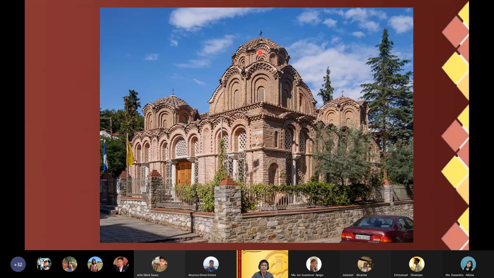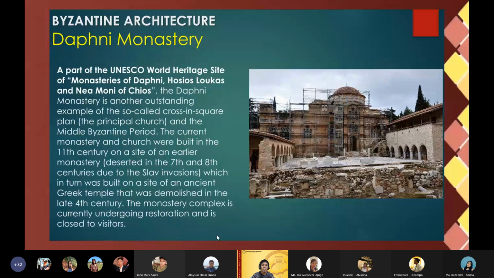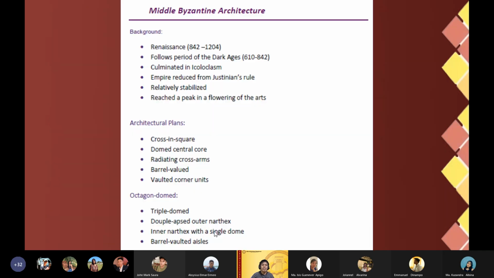Church and monastery. So an example of a monastery is the Daphne Monastery. So as part of the UNESCO World Heritage Site, the Daphne Monastery is another outstanding example of the so-called cross in square plan. Okay, so the current monastery and church were built in the 11th century. So affected niya po niya siya during the riot actually, but some of these parts ilan ang gipang reconstruct. So nanay mga reconstruction nga ning evolve in this Daphne Monastery. So as I've mentioned, this is what you call Middle Byzantine architecture.